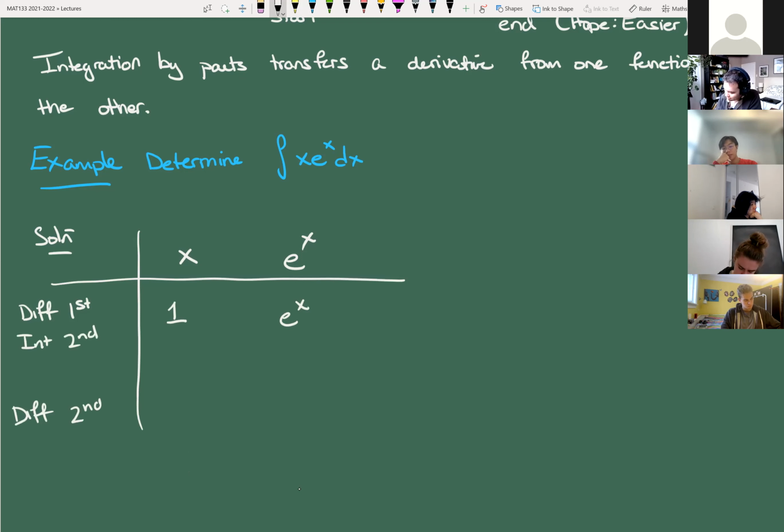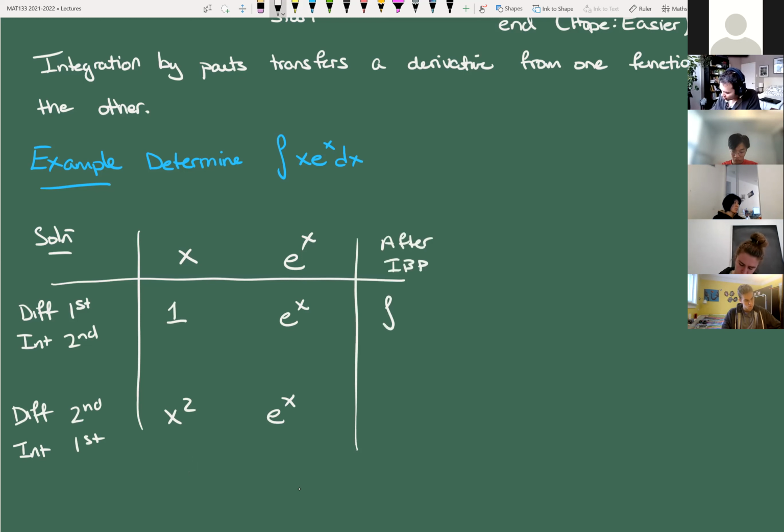If I differentiate the second and integrate the first, you're not even worried about constants. Who cares that it's 1/2 x squared? You don't care about constants. And e to the x. So I can see that after integration by parts, if I do the first thing, that will be my integral. If I do the second thing, this will be my integral, where you just multiply them together.